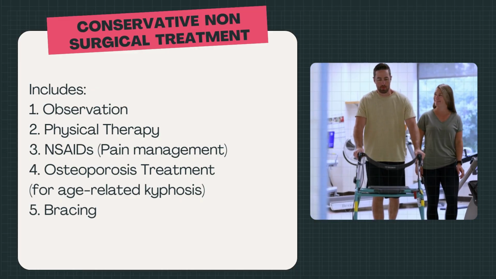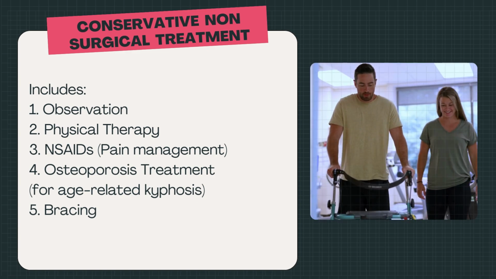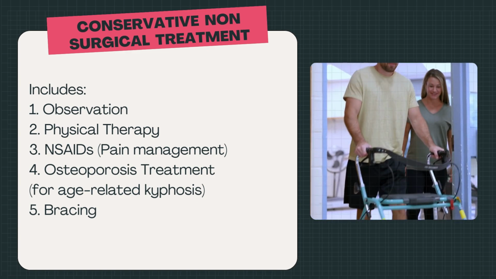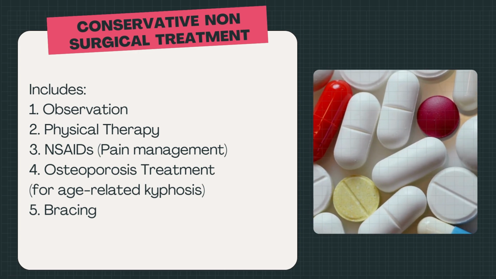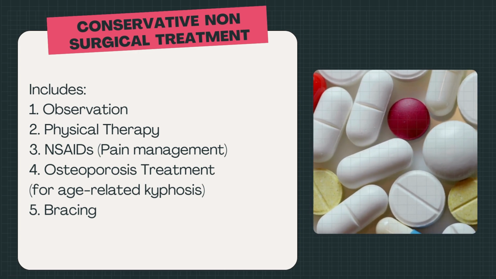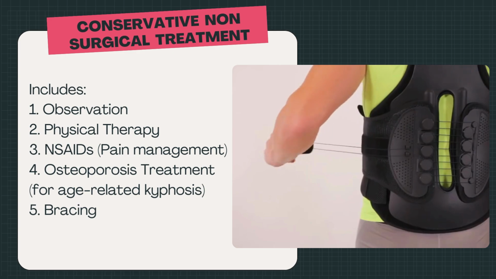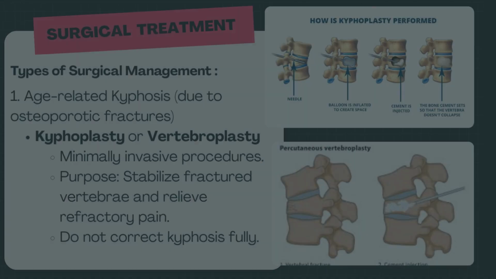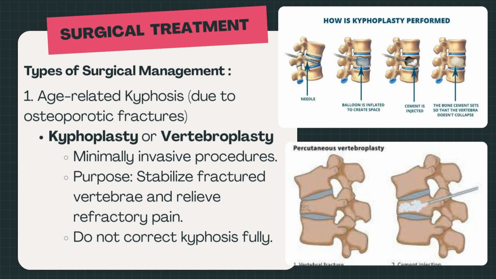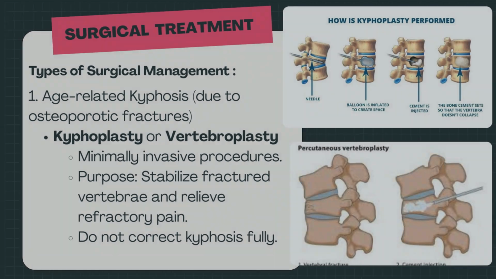Conservative non-surgical treatment includes: 1. Observation. 2. Physical therapy. 3. NSAIDs, pain management. 4. Osteoporosis treatment for age-related kyphosis. 5. Bracing. Surgical treatment: 1. Age-related kyphosis due to osteoporotic fractures, kyphoplasty or vertebroplasty. Minimally invasive procedures. Purpose: stabilize fractured vertebrae and relieve refractory pain. Do not correct kyphosis fully.